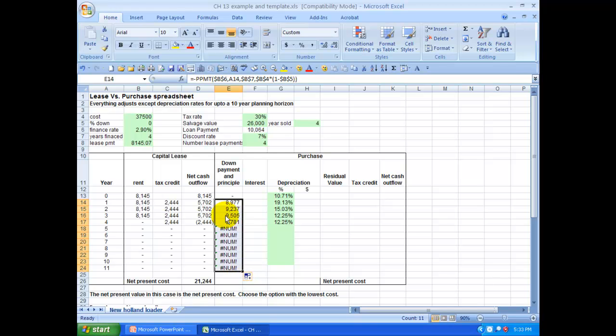Because I told it I was only going to do 4 payments, so it doesn't know how to calculate a 5th payment, 6th, 7th, 8th, 9th, 10th, 11th. And so the way that we fix this is, again, with that if statement. We just put it around.